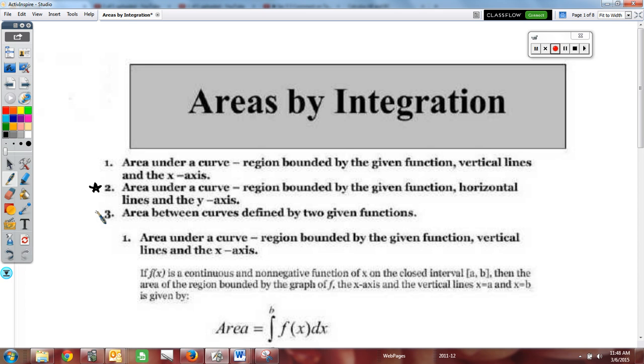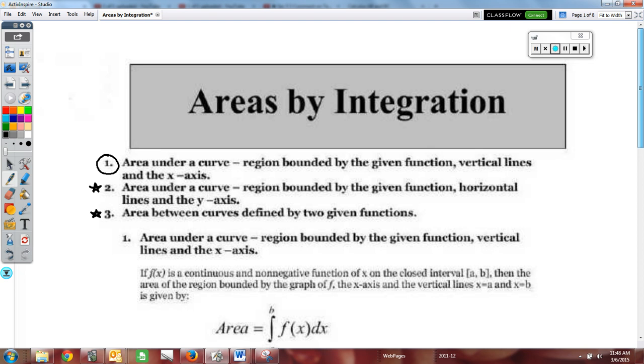And we also have not talked about area between curves, but we started our discussion of creating the Riemann sums as an area problem. So what we're going to do is go back and remind ourselves, how can I use definite integrals in order to find the area under a curve?